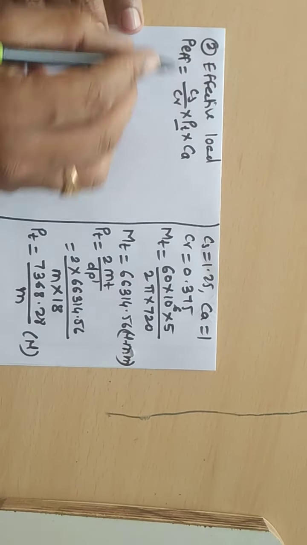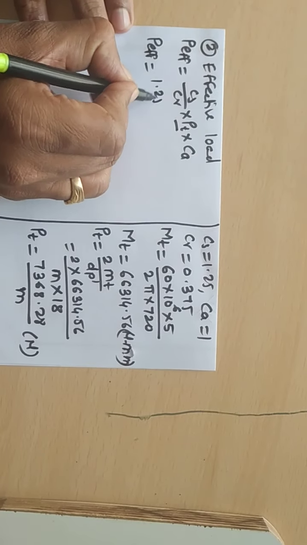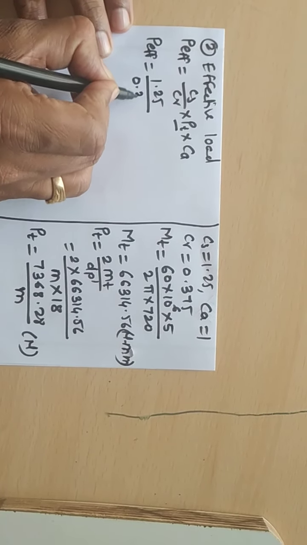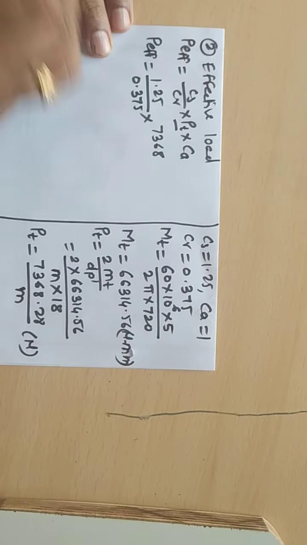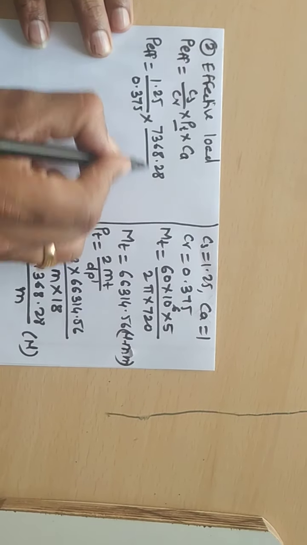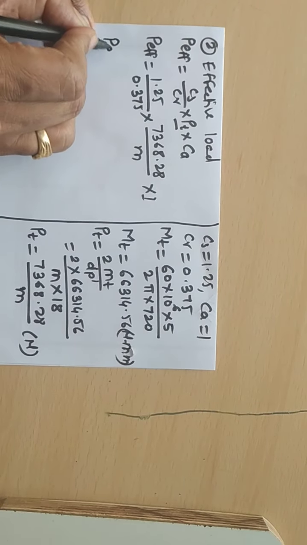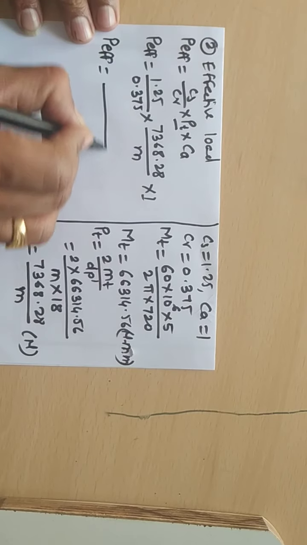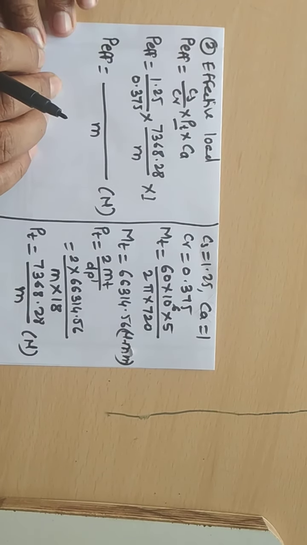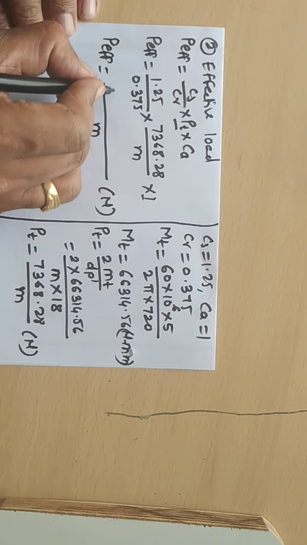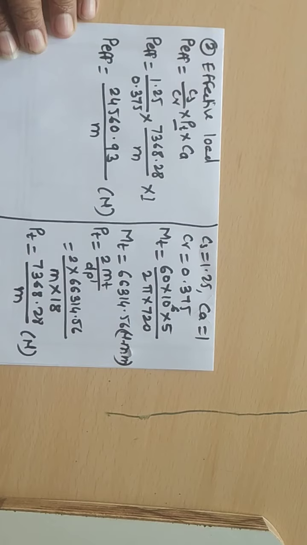Now put all the values in this equation and find out effective load. CS is 1.25, CV is 0.375, PT is 7368.28 upon M, and CA is 1, not given, therefore consider 1. This effective load is in terms of M and it is in Newton. This P effective is 24,560.93 upon M in Newton.